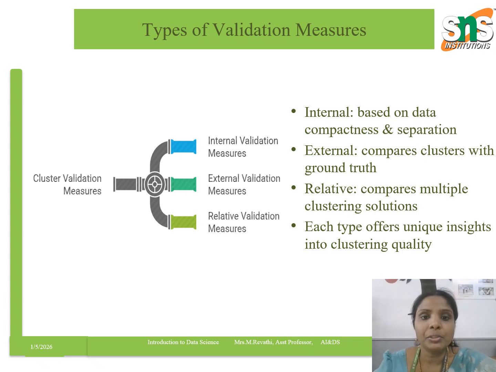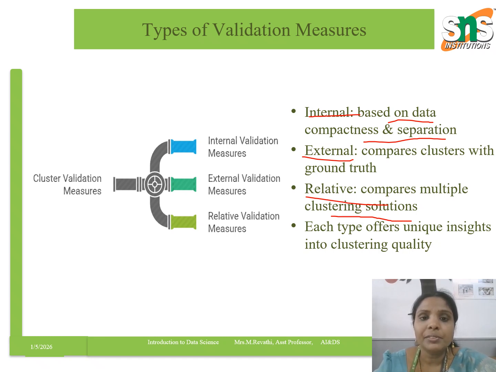Broadly, cluster validation methods are divided into three types: internal, external and relative. These are the clustering validation types. Internal measures evaluate clustering using only the data itself, based on compactness and separation. External measures compare the clustering result with known labels. Relative measures compare multiple clustering results, that means multiple clustering solutions.